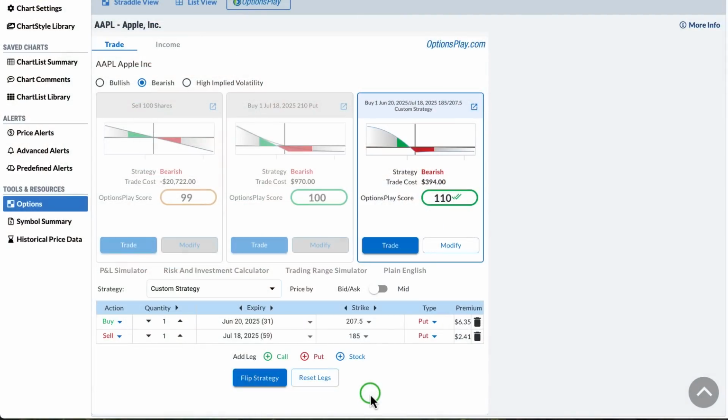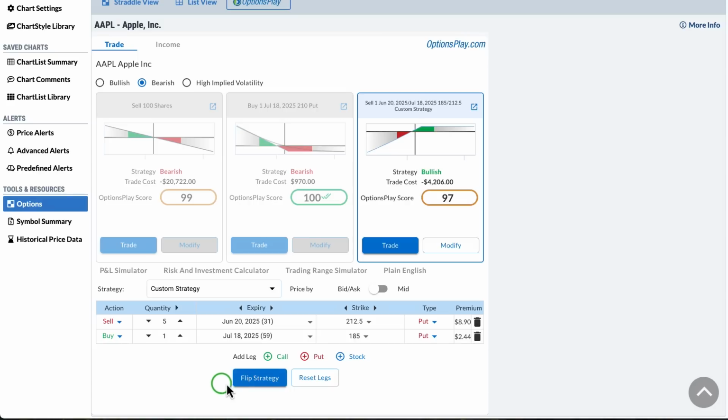Okay, one last question. So I did just hit modify to see that. There's a big tempting blue button down at the bottom that says flip strategy. What does that do? It basically reverses the strategy. So if you were trading, let's say, a long call, it'll flip it to a short call. If you have a long put, it'll flip it to a short put. And this way, it's designed for you to quickly modify more advanced strategies.